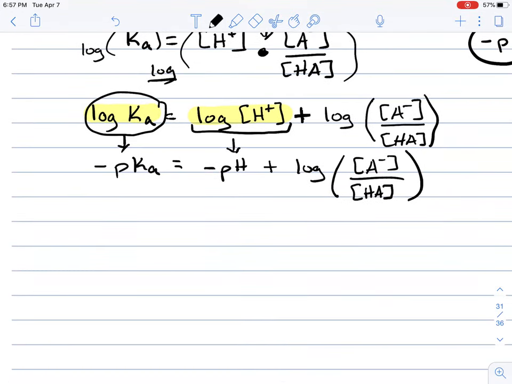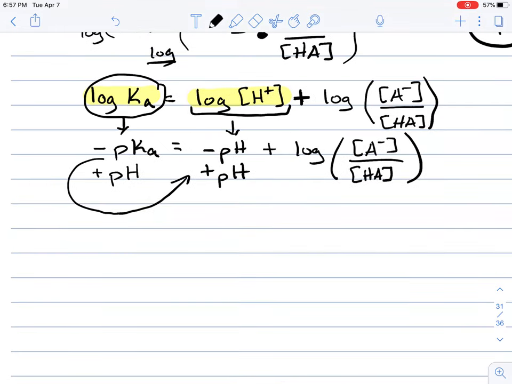Now, if I want to get rid of my negatives, I'm just going to go ahead and add pH to the opposite side so that all of my values are positive. And I'm going to do the same, moving that pKa to the opposite side. And so what I have is pH is equal to positive pKa plus log of the concentration of A minus over the concentration of HA.